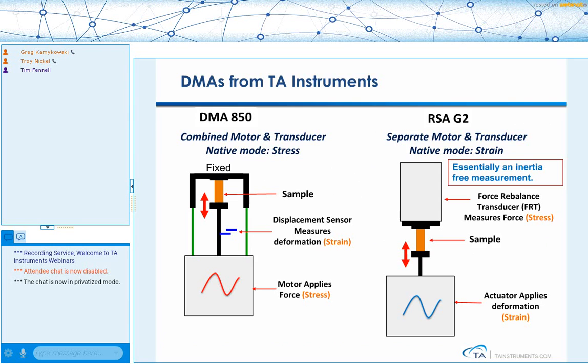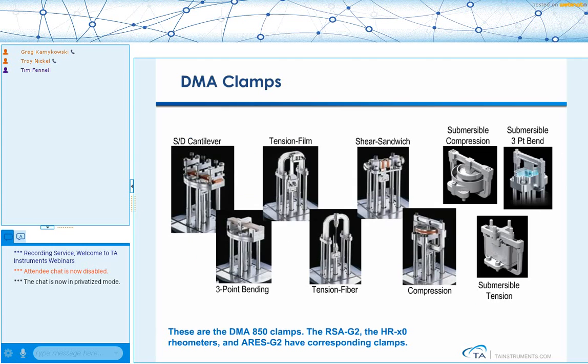Again, everything happens down here. We have the motor that applies a force, and we have the optical encoder that measures the amount and rate of deformation. The RSA G2 is like the Aries G2. In this case, the motor moves the lower geometry up and down, and we measure the force with the force rebalance transducer. And again, this is essentially an inertia-free measurement.